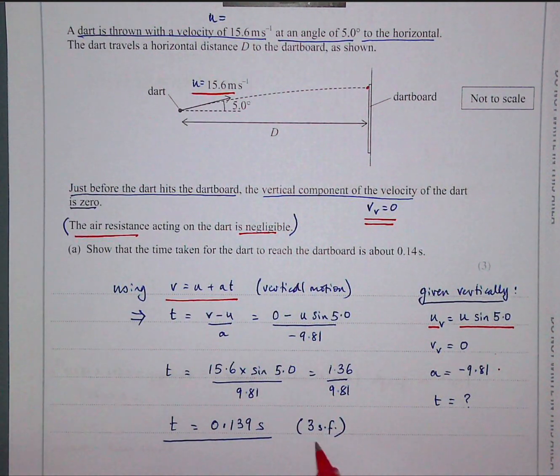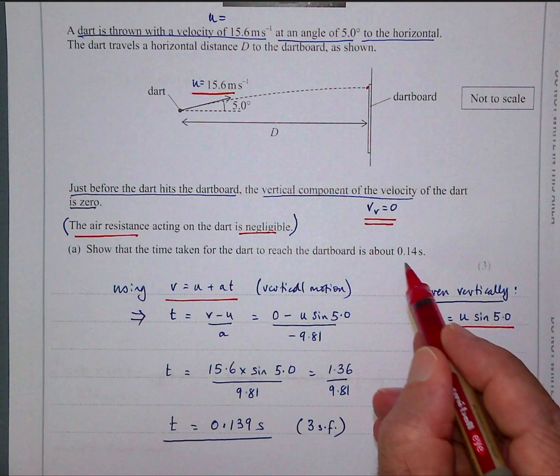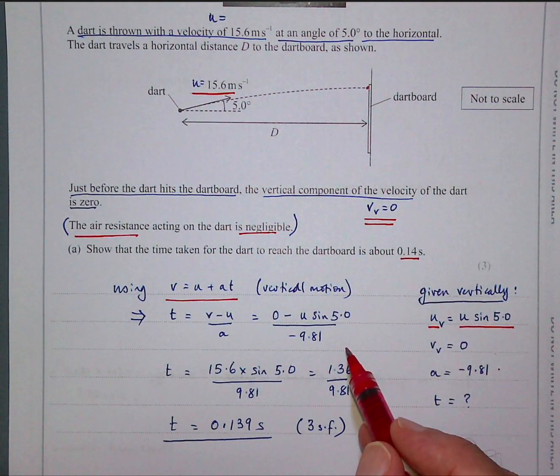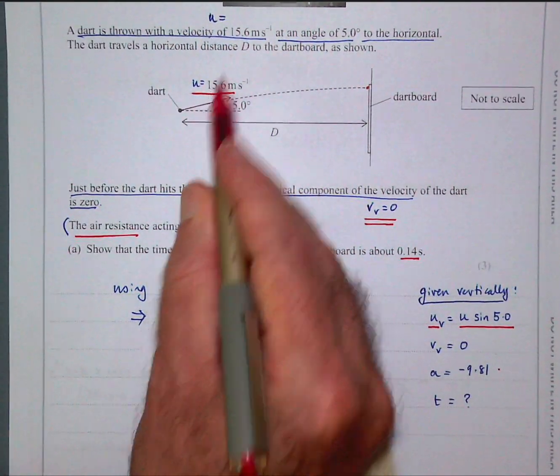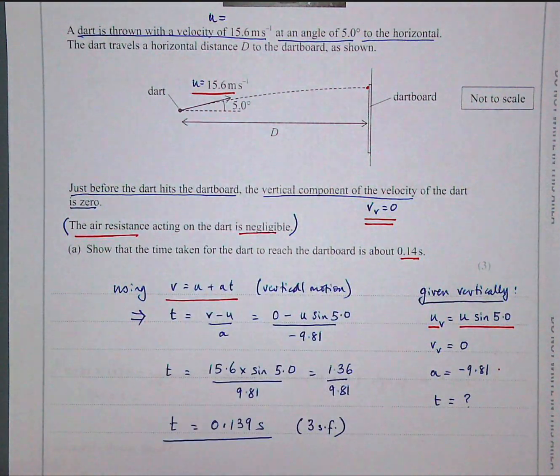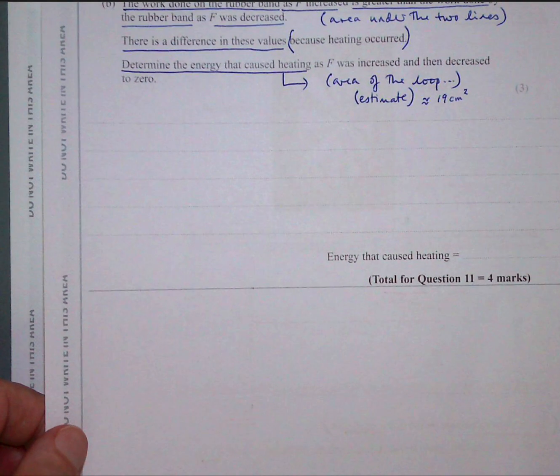If you're using 3 significant figures, you probably should use 2 or 3 significant figures, because they're giving you 3 significant figures here. So you could also say this is approximately equal to 0.14 seconds to 2 significant figures. I think both would be acceptable. Okay, so that's question 12a.